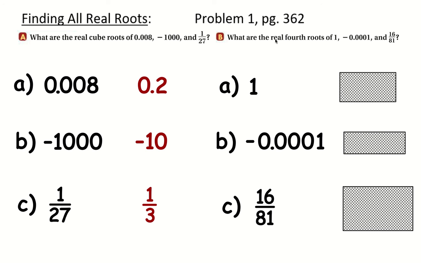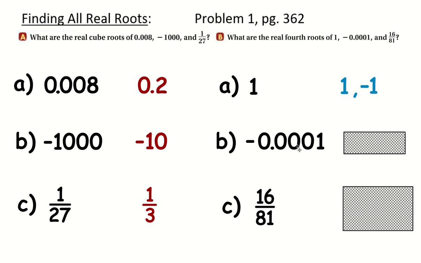How about all the real fourth roots of these? So what are all the real fourth roots? Well, guess what? You'd have to say positive 1 and negative 1, both of these to the fourth power. Because remember, a lot of this is the difference between an odd root and an even root.